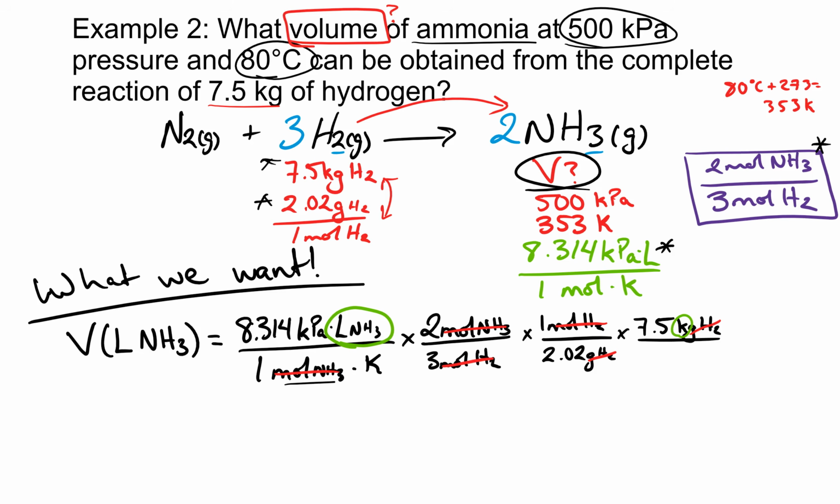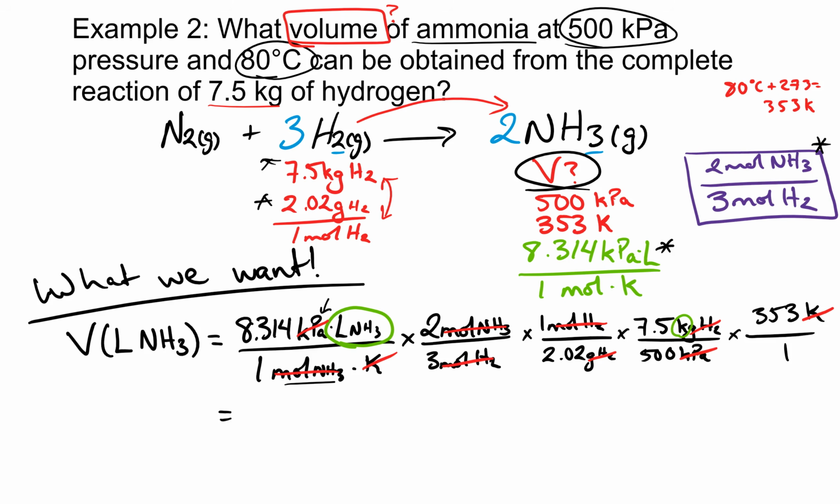Okay, what else do I want to cancel out? I want to cancel out kilopascals. So kilopascals are in the top here, so I want to put kilopascals in the bottom. We have 500 kilopascals. So kilopascals and kilopascals cancel out. This is fantastic. The only other unit I have to cancel out is Kelvin. So let's cancel out Kelvin multiplied by 353 Kelvin over 1. So Kelvin and Kelvin are gone. Wow. All right, no problem.